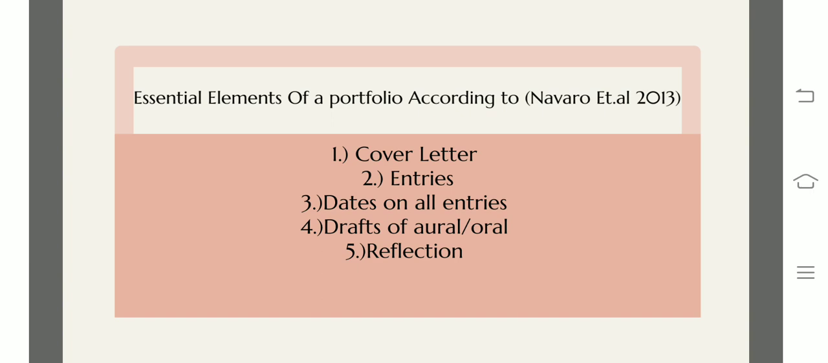And also, we should not forget the drafts as well. These are the oral and written products and their revised versions, because of course sometimes we always make drafts in our entries. I remember my essays, I had a lot of revisions on my essays, so we put them in our drafts so that we can see the progress and the growth as well.